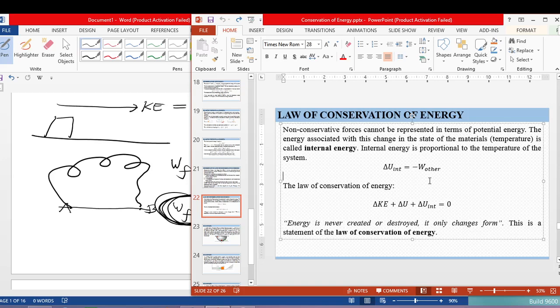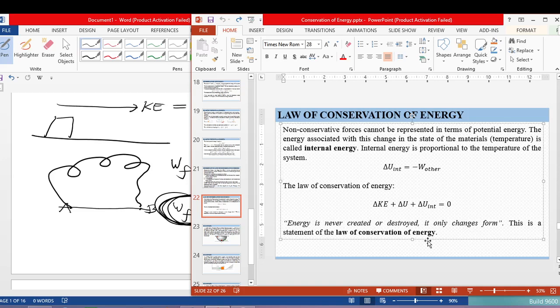So the change of your internal energy is actually equal to the negative work of others. So it could be friction, it could be the applied force or anything. Okay? So basically your internal energy is associated with temperature. So this is not yet the other forces, the other energy.